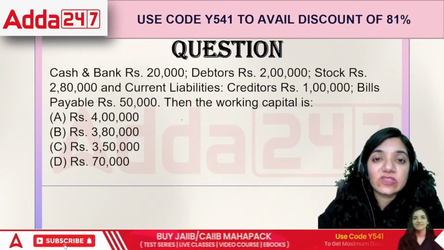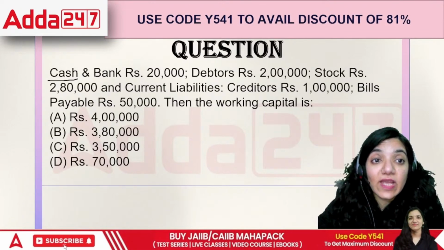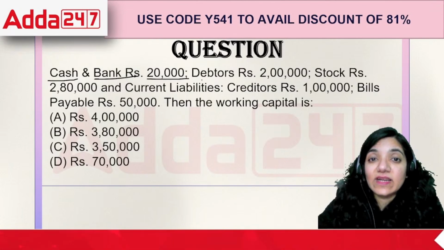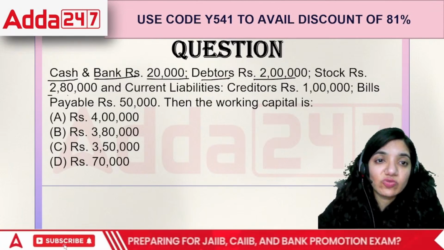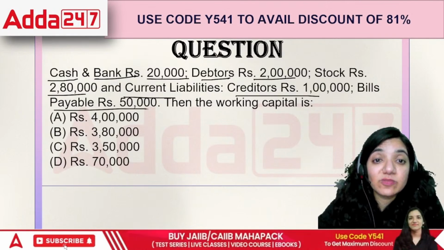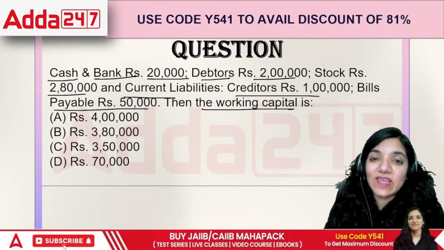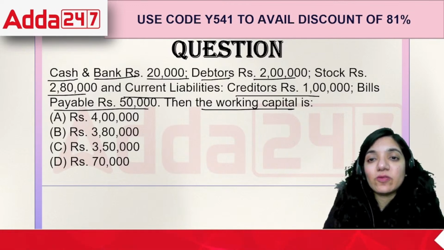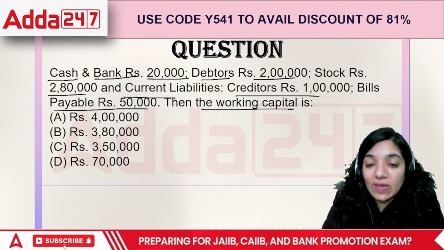Now the next question. The cash and bank is 20,000. Debtors are 2 lakh. Stock is 2,80,000. Current liabilities are given: there is a creditor and there is a bills payable. Then what is the value of the working capital, everyone? What is the value that we can record as the working capital?